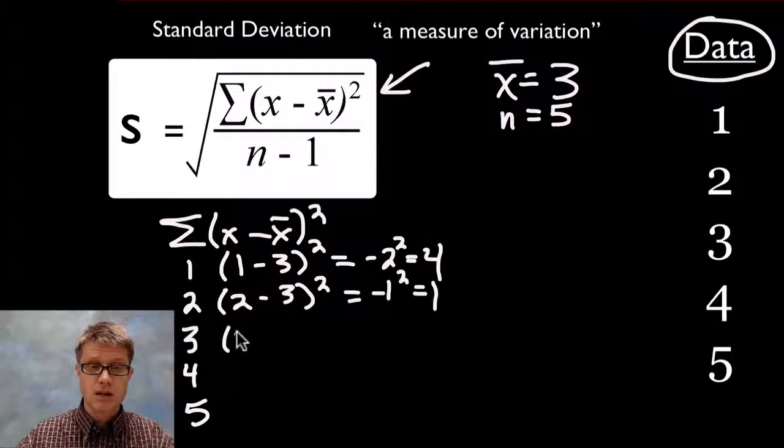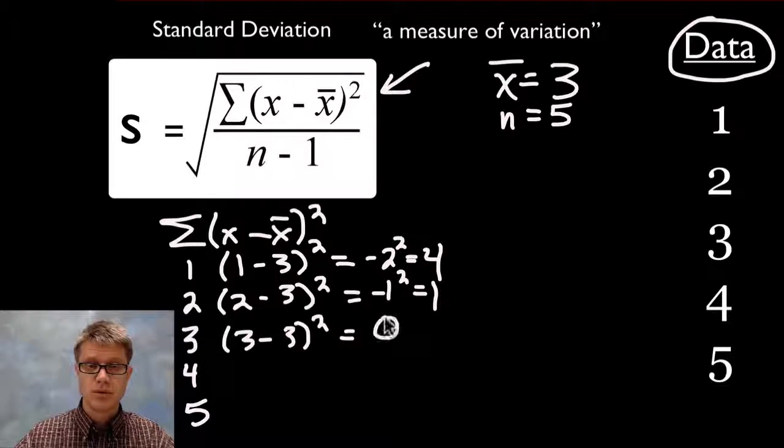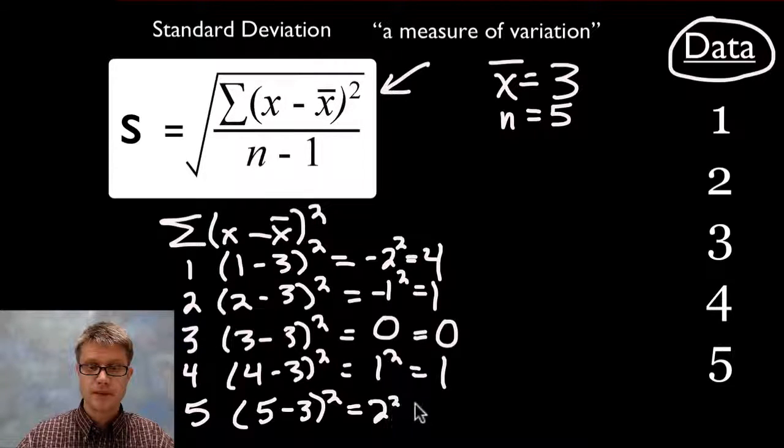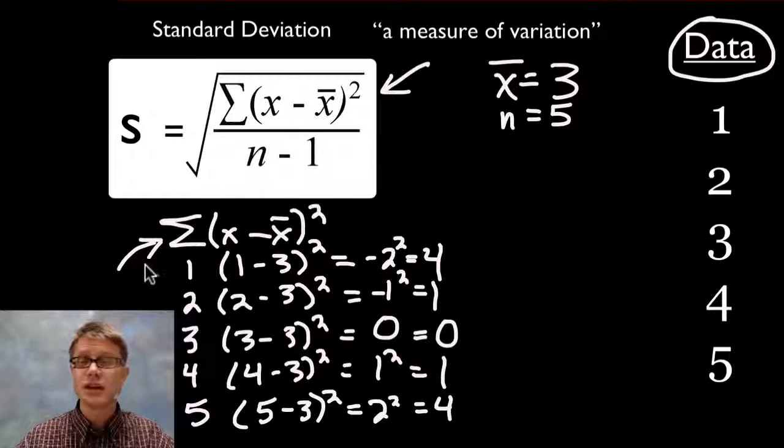If we go to the next one, that's easy. That's 3 minus 3 squared equals 0. And if we square 0, that's going to be 0. Go to the next one. That's going to be 4 minus 3, and so that's going to be 1 squared, or equal to 1. And then finally, if we go 5 minus 3, square it, that's going to be 2 squared, and that's going to equal 4. And so if you ever see the summation sign, don't be scared by that.